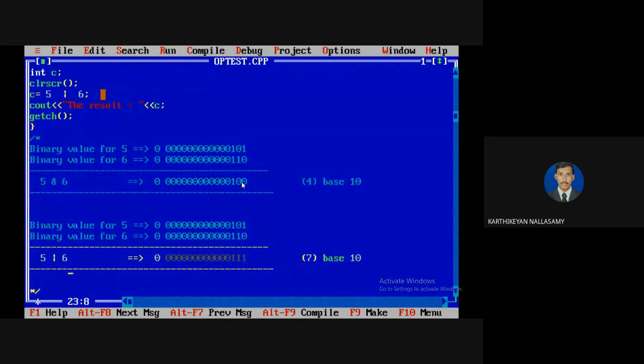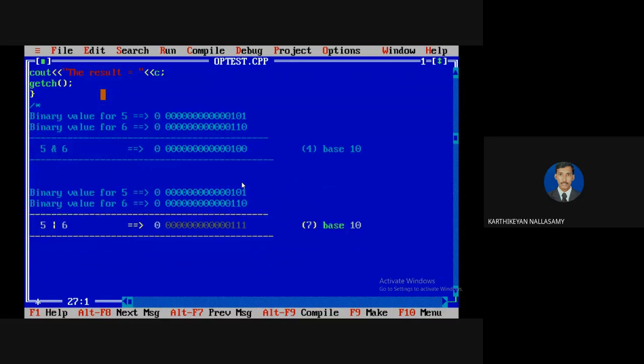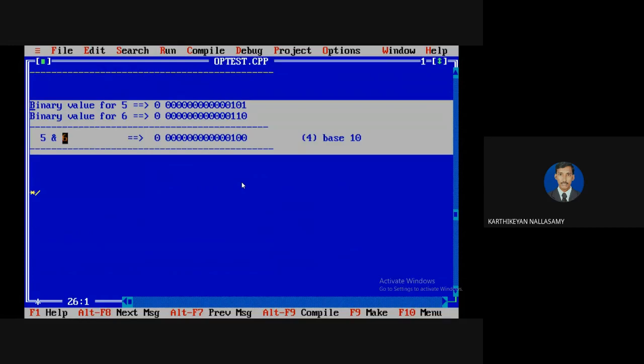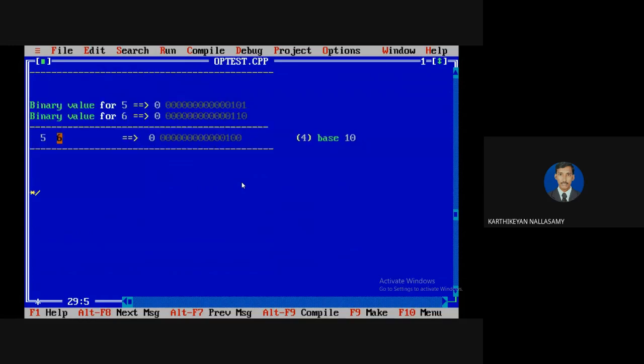And we know what the XOR operator is. I'm going to apply the XOR operator. We must know the truth table for the XOR operator. If both the inputs are the same, the output is 0. If the inputs are different, the output is 1. So for this case, the inputs are different, so it is a 1.